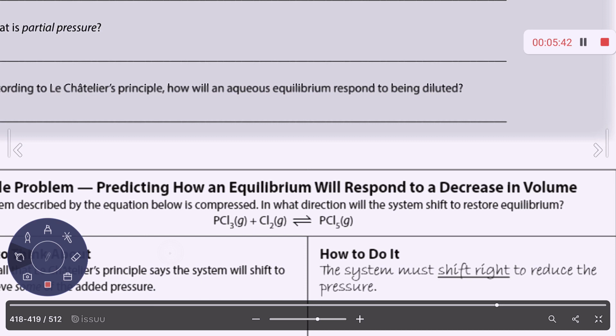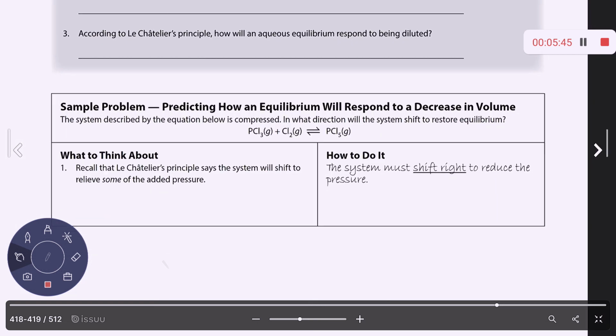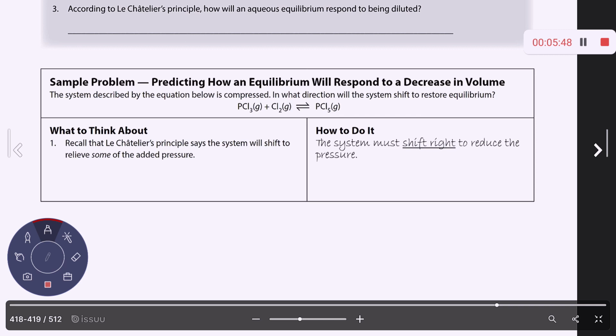Okay, in the middle of the page, you've got a reaction. Let me make this a little bit smaller. And it says that we are going to compress it. Okay, so when I compress a reaction mixture, you'll notice that these are all gases. Am I making the volume larger or smaller? Right, so the volume is decreasing. What does that do to the pressure? Yeah, so that increases the pressure. All right, so let's count how many gas particles we have on each side. I have 2 gas particles on the reactant side, and I have 1 gas particle on the product side.